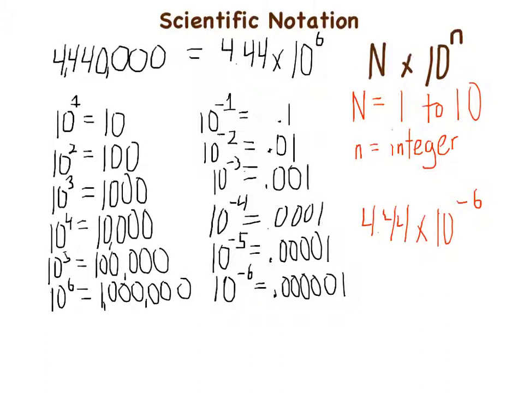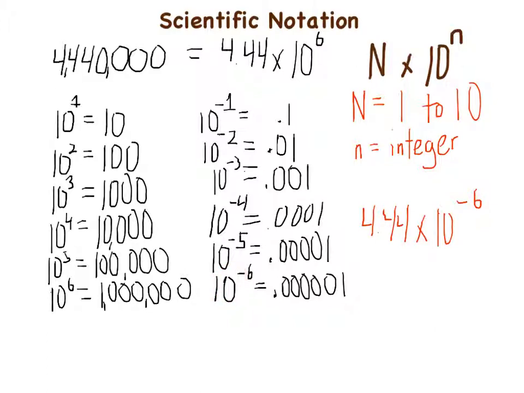But the only difference is this is multiplied times 10 to the 6. This is multiplied times 10 to the negative 6. So in 10 to the 6, we already discussed that it's going to be 4.44 times 1,000,000, which is going to make it a way bigger number. In this case, 4.44 times 10 to the negative 6.